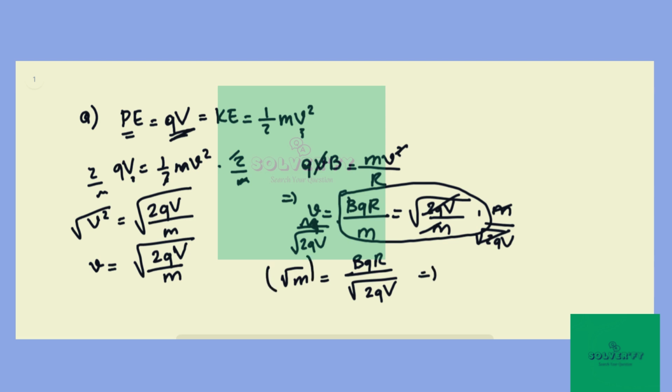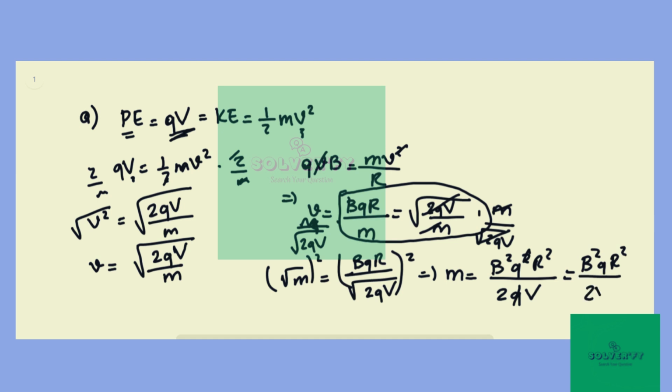So if you take the square of both sides, then we have m equals B squared q squared r squared over 2qV. Let's cancel one q. So then we're going to have B squared q r squared over 2V, V again being the potential. So we wrote the mass of an ion in terms of the potential difference under which the ion is accelerated, the magnitude of the B field, and the radius of the circular trajectory.